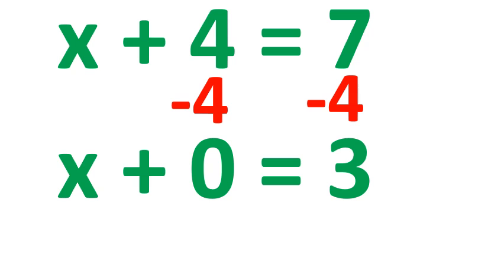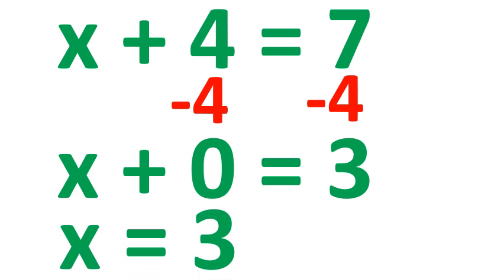If I subtract 4 from the left side of the equation, that 4 in there now becomes a 0 because 4 minus 4 is 0. Now if I subtract 4 from the right side of the equation, that 7 becomes a 3 because 7 minus 4 is 3. So now I've rewritten the equation as x plus 0 equals 3. And remember, x plus 0 is the same thing as just x. So I'll just rewrite it again, x equals 3. So now I've solved for x by subtracting the same number from both sides of the equation.